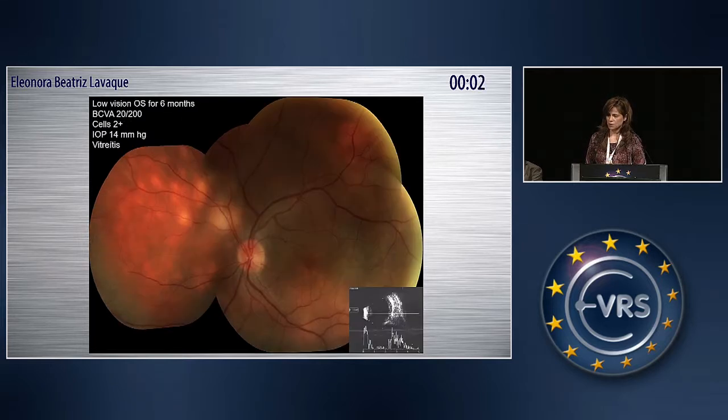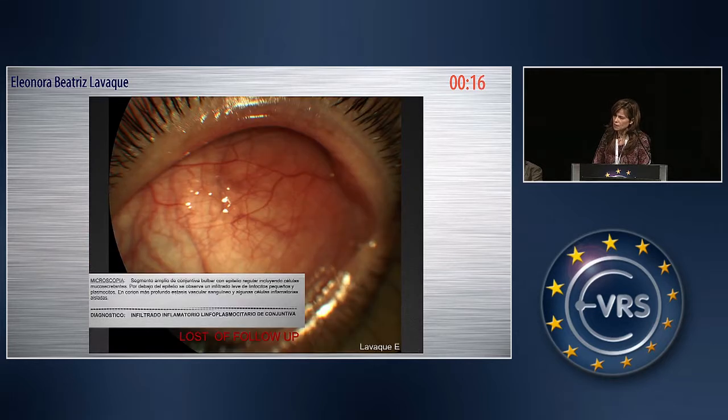Normal eye, left eye, you can see the drop of vision, 20/200, some cells, and again normal IOP and a mild vitritis. You can see these lesions nasally and a shallow retinal detachment. When we lift the upper lid, we can see this patchy salmon lesion. We took a biopsy and analyzed it, and the analysis wasn't conclusive, so we kept on studying the patient, and we followed up the patient. The patient didn't come back.